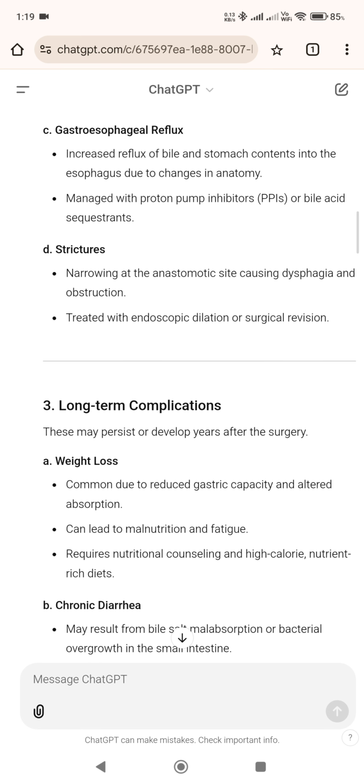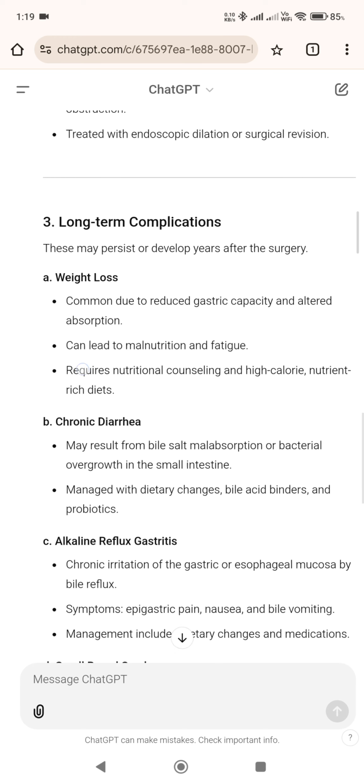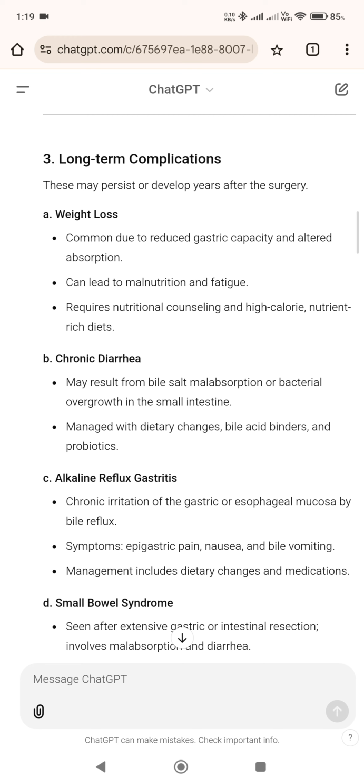C. Gastroesophageal reflux, increased reflux of bile and stomach contents into the esophagus due to changes in anatomy. Managed with proton pump inhibitors (PPIs) or bile acid sequestrants. D. Strictures, narrowing at the anastomotic site causing dysphagia and obstruction. Treated with endoscopic dilation or surgical revision. 3. Long-term complications. These may persist or develop years after the surgery.